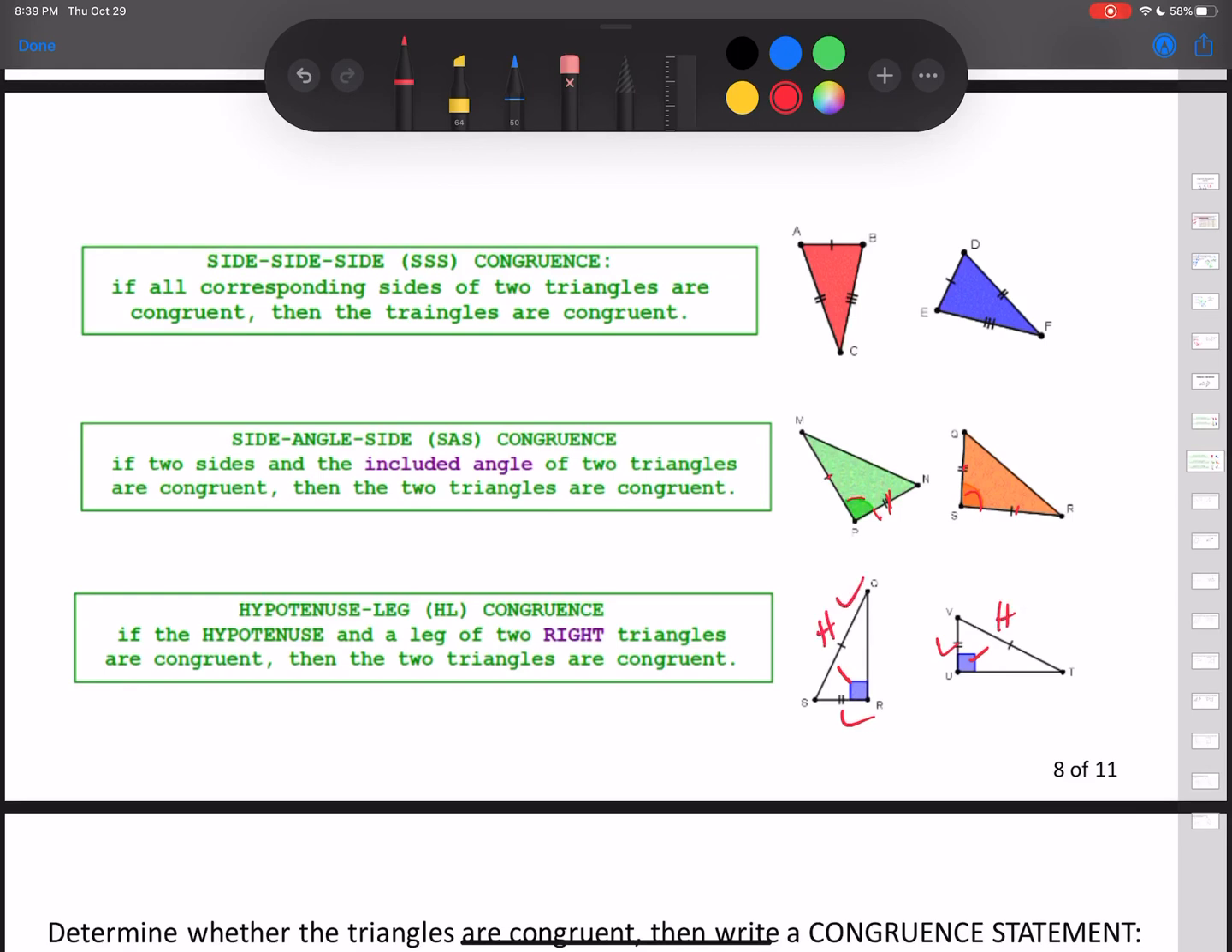So if we have the hypotenuse and the leg, that means the entire triangle and all its parts are congruent.